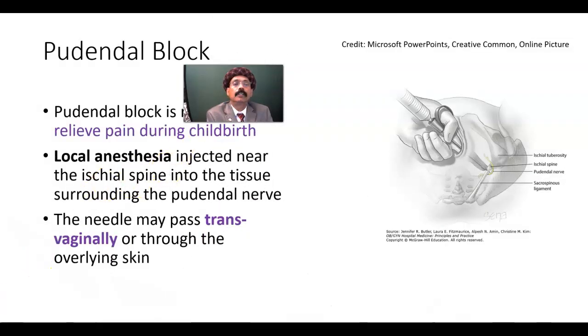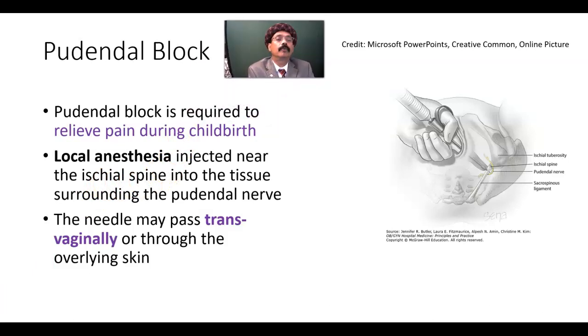Okay, then this is a common practice, the pudendal block. This is very common in the labor ward where a baby is born. Pudendal block is required to relieve pain during childbirth because the pudendal nerve provides sensory innervation to the external genitalia, including the vagina.